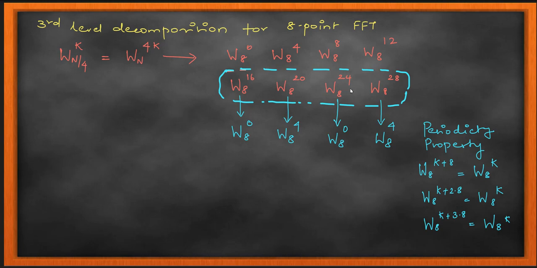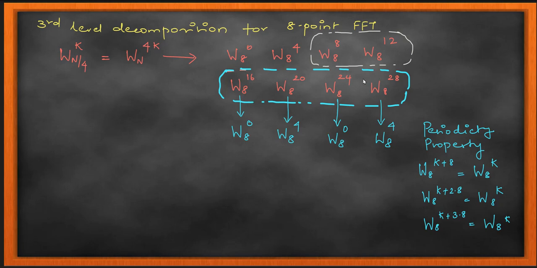And now can I apply my symmetry property? Yes, my 4 is 0 plus 4, and that is going to become minus W8^0. So which means for my third level decomposition, my only twiddle factors after simplification and using the property of periodicity and symmetry, I am getting it to be just plus or minus W8^0. Good? Right, it is making sense, right?